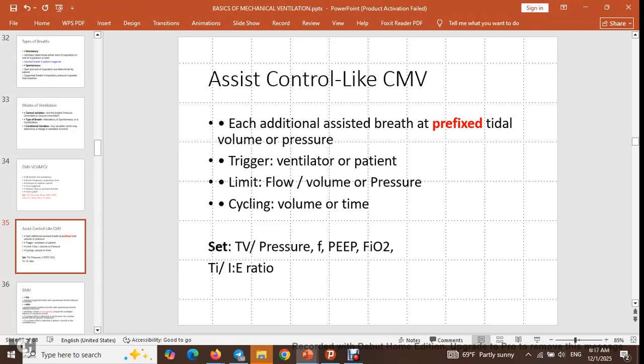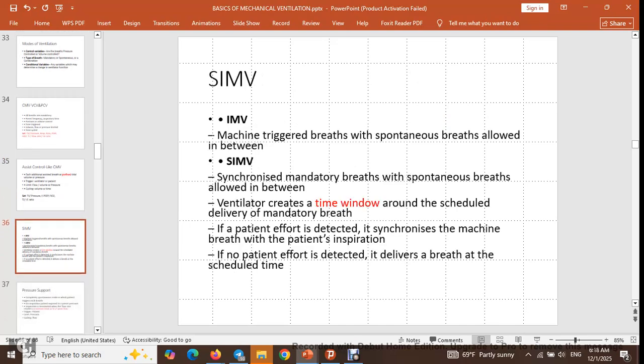But when the patient can, the ventilator senses the patient's trigger, and it gives a breath based on the set assist control of ventilation. It can be volume or pressure control. Limit can be volume limit or pressure limit, and cycling can be flow or volume cycle, as has been said.